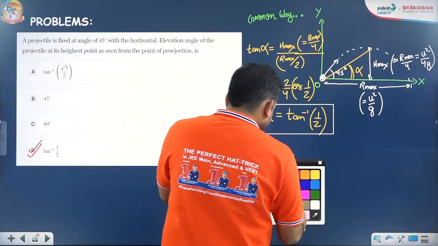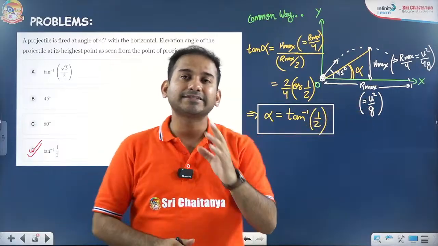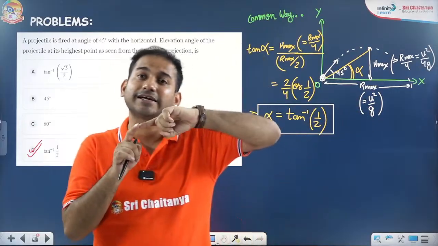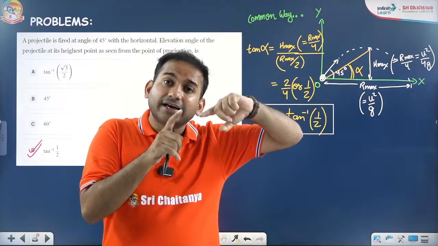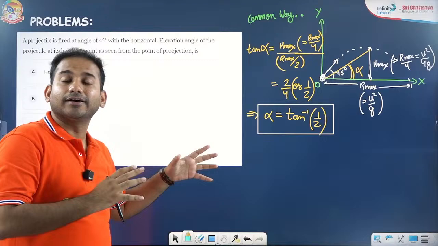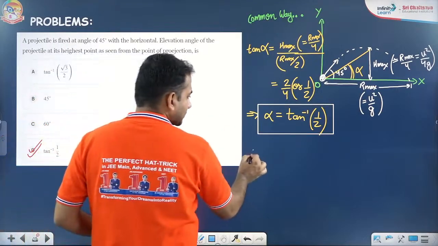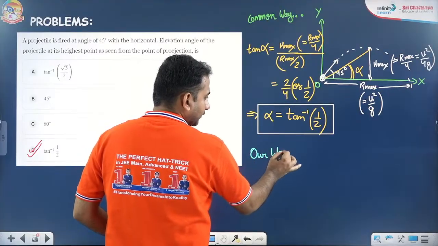But I also shared that this common method is only restricted to when the examiner is asking the angle of elevation exactly at the top. But if they ask at any other random point, then this will not be applicable. This will not be a good method to solve the problem. Rather, our way of doing that problem is much better.